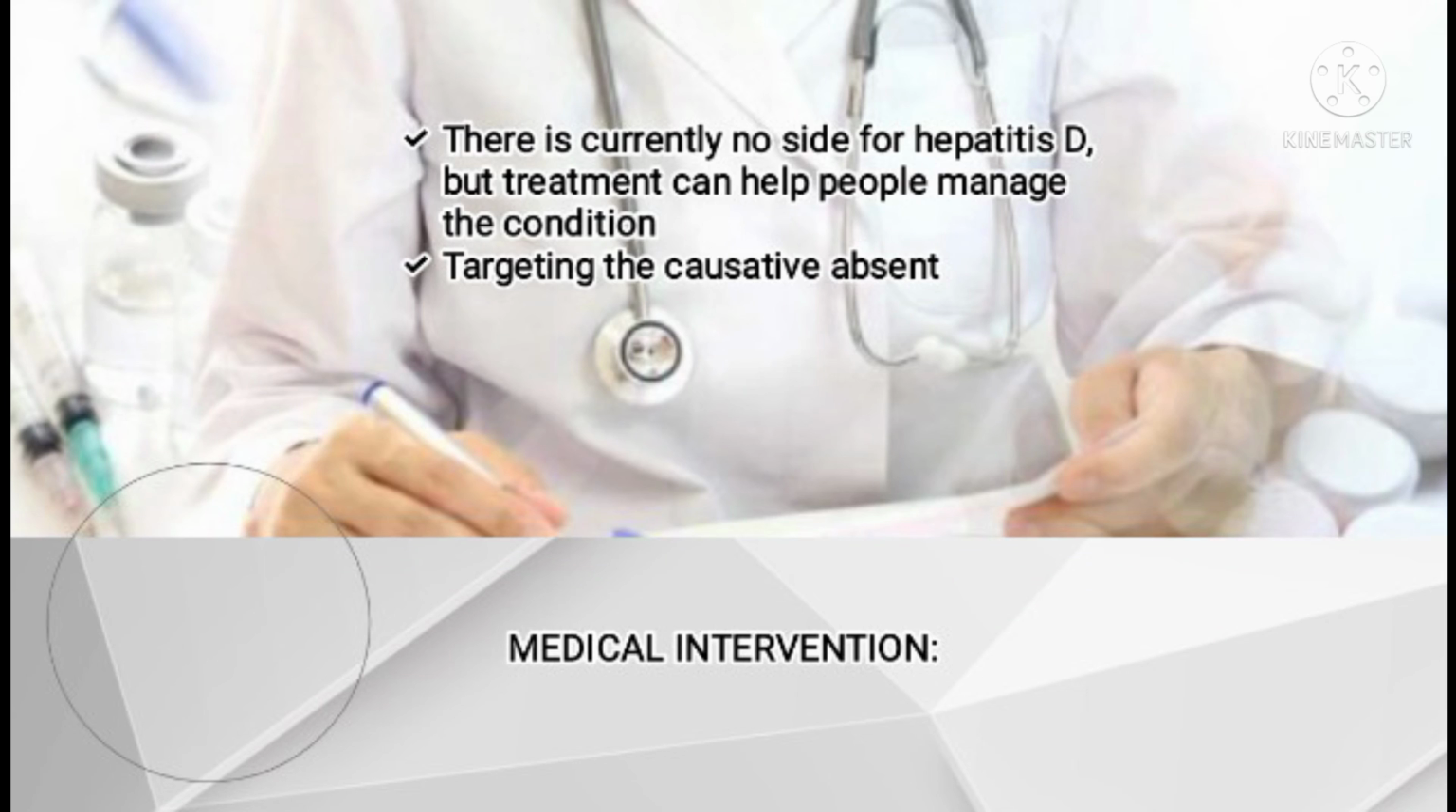Next, the medical intervention. There is currently no cure for hepatitis D, di ba? But treatment can help people manage the condition. Yes, for those people with chronic hepatitis D, a doctor will often prescribe a medicine called pegylated interferon alpha, which reduces the risk of the condition worsening. Para hindi lumala yung condition mo about the hepatitis, kailangan mag-take ng gantong gamot like the pegylated interferon alpha. Okay? People will usually take this for at least 48 weeks.